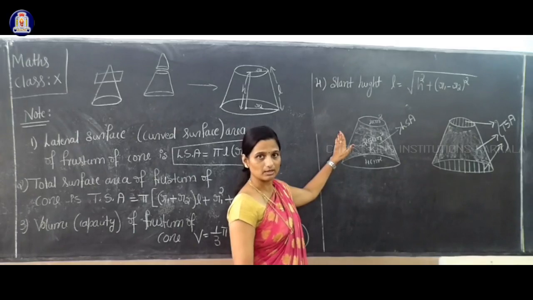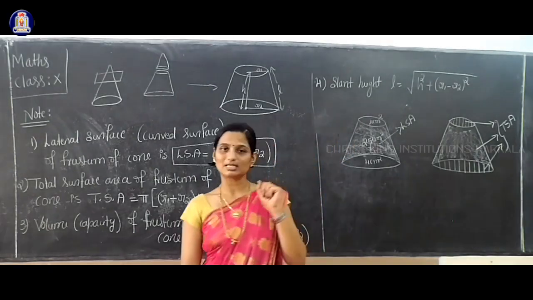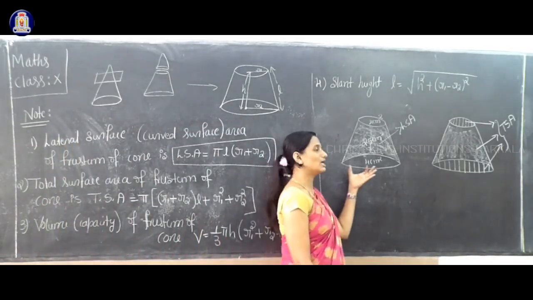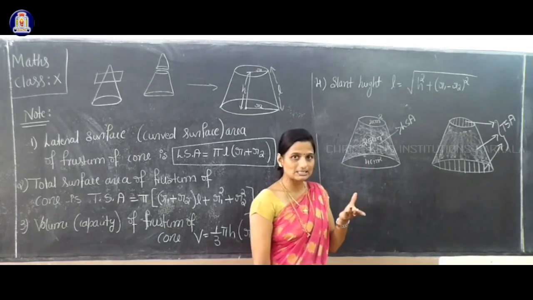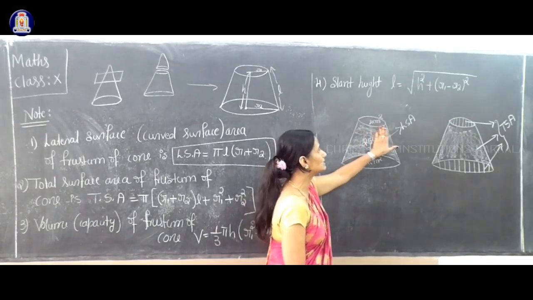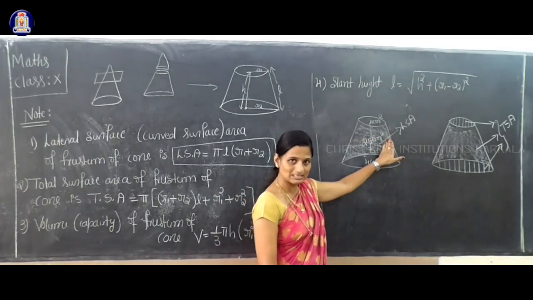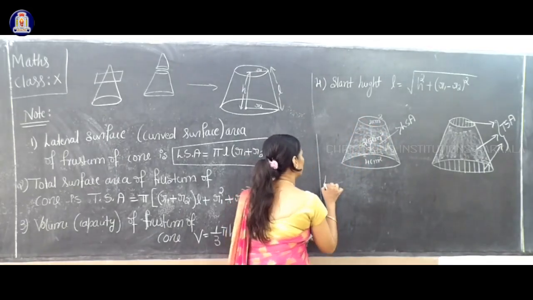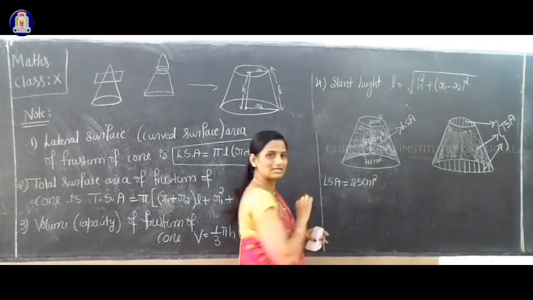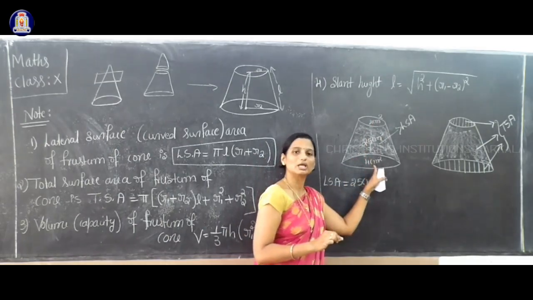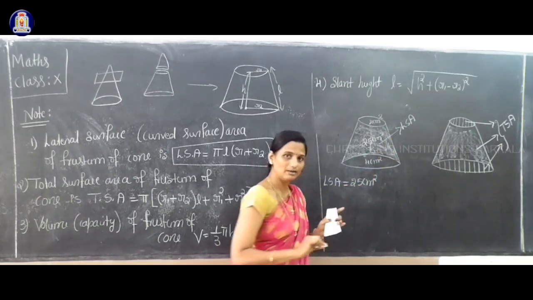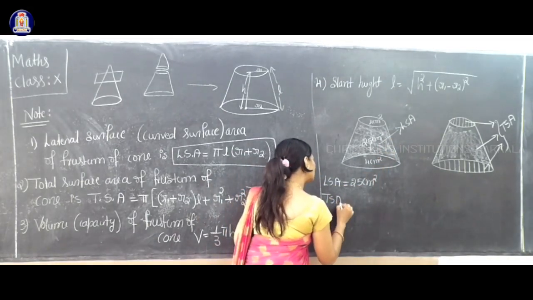Now from this figure, what is the lateral surface area of the frustum of cone? As you know, which is the lateral surface? Only the shaded part is the lateral surface, isn't it? Yes. So the lateral surface area of the frustum is 25 centimeter square. Is it necessary to add these two areas? No. Why not? Lateral means only this part. Is it right? Yes.